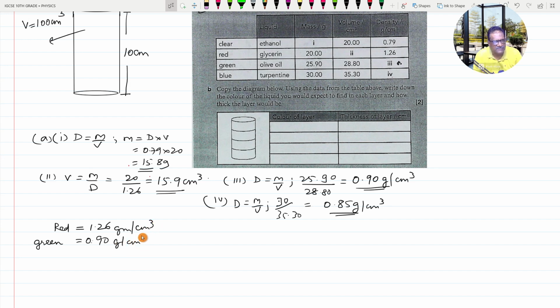Then comes 0.85 gram per centimeter cube. This is the density of the fourth liquid, the blue color, turpentine. I'll write here blue. Blue is the turpentine. And 0.79 is the least one. So 0.79 gram per centimeter cube is the density for ethanol, which has a clear color. According to the density, from top to bottom, the density is decreasing.